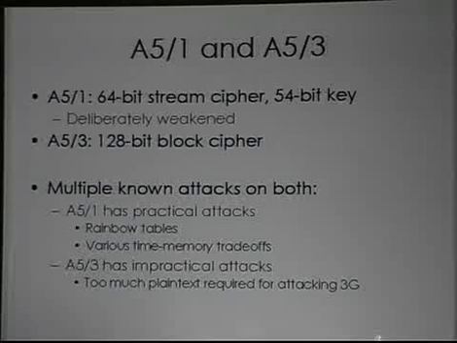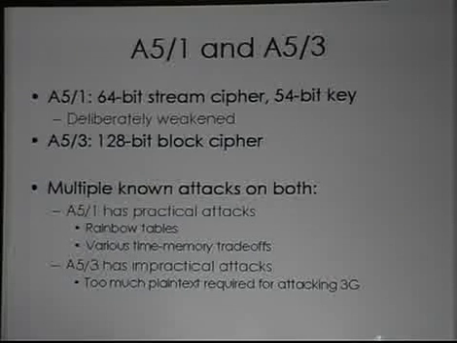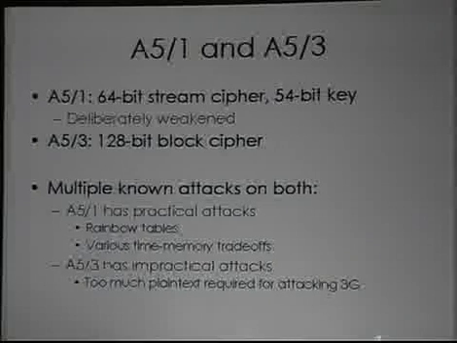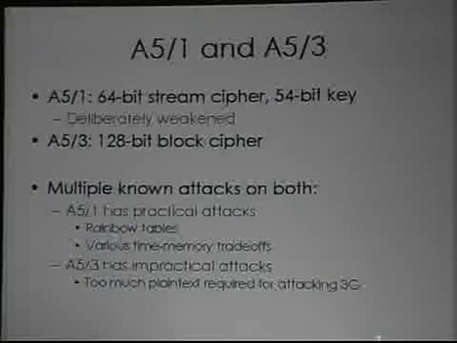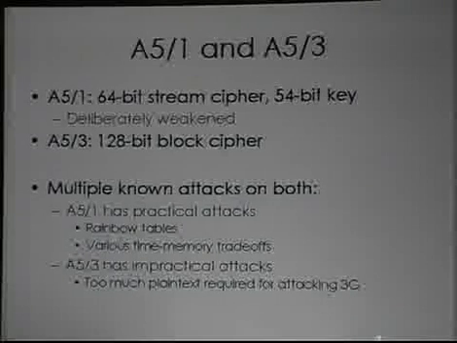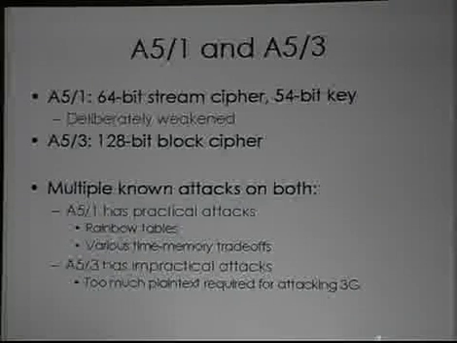So A51 and A53, we talked about A52. A51 is a 64-bit stream cipher which uses a 54-bit key. The way that they do this is just by zeroing out 10 of the bits. If that's not a deliberate act to weaken the security of A51, I don't know what is. Why you would ever take 64 bits of key material and zero out 10 of the bits before passing it to a 64-bit stream cipher, I don't know.